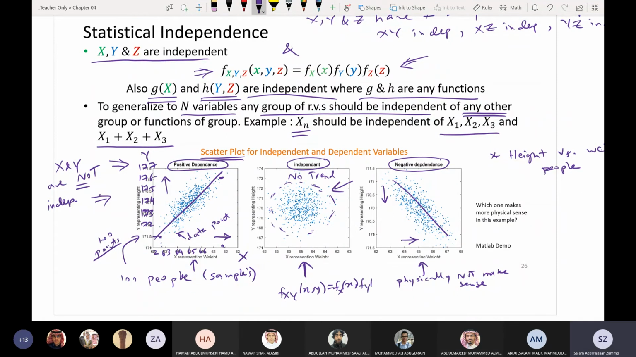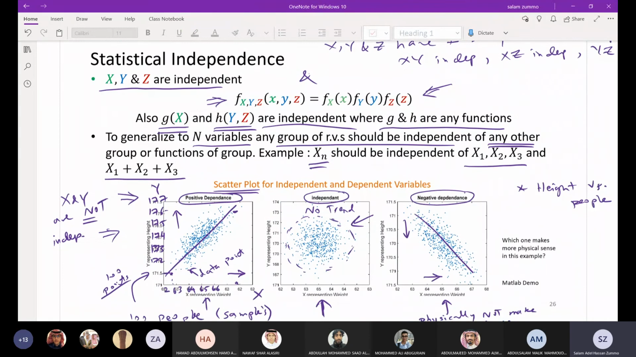Okay? This is what independence means. This is not satisfied from here. We're trying to explain what independence means. In chapter 5 we will define what we call correlation, which is a much weaker condition than independence. Independence is a very simple rule: the joint CDF should be equal to the product of the marginals.